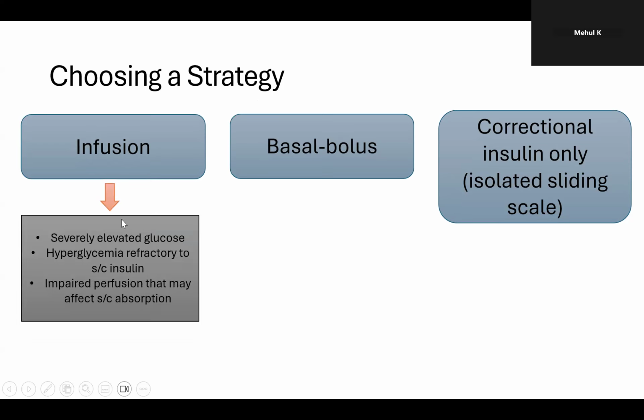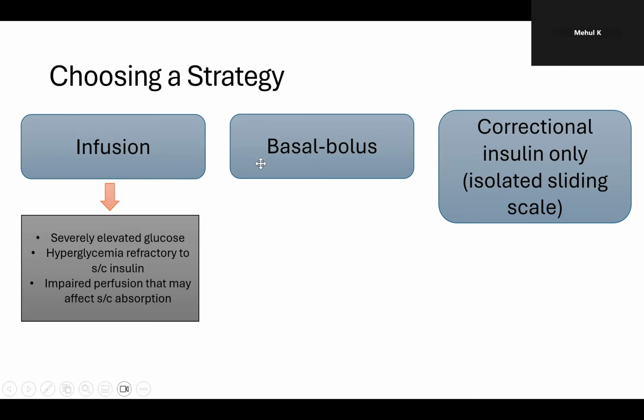If you have a severely elevated glucose level, unrecordable RBS, that might be a good reason to start the patient on an infusion. Hyperglycemia that is refractory to a basal bolus regimen, then you can start thinking about starting the patient on a continuous infusion. If the patient is having impaired perfusion to the peripheries, for example, the patient is in shock, then an infusion is going to be better than giving something sub-Q, because the sub-Q route is probably not going to be absorbed that well. So I hope that this is making sense.